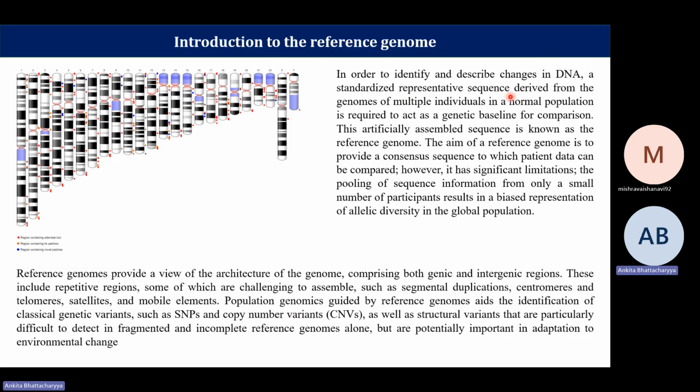Where has it been derived from? It has been derived from the genome of multiple individuals in a normal population, which acts as the baseline for comparing the genomes of different individuals. This artificially assembled sequence is known as the reference genome. The aim of the reference genome is to provide a consensus sequence to which patient data can be compared.